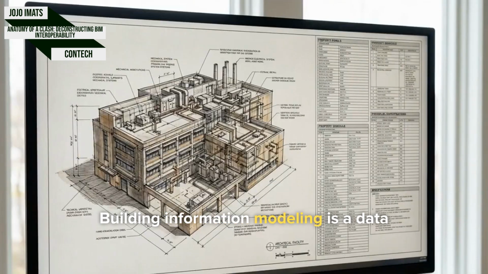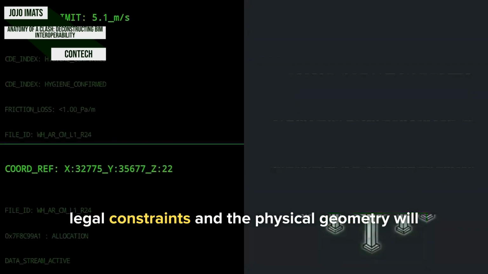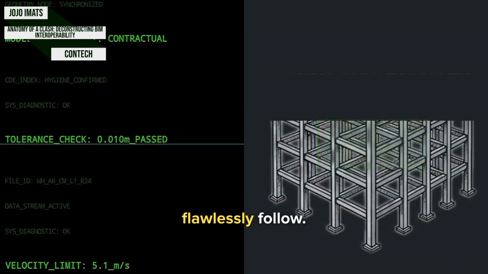Building information modeling is a data standard. Master the computational architecture and the legal constraints, and the physical geometry will flawlessly follow.